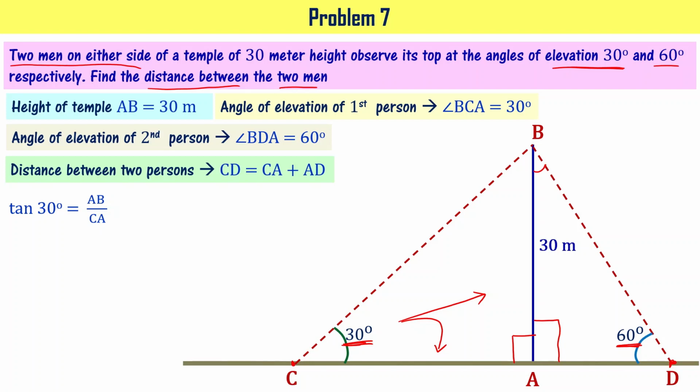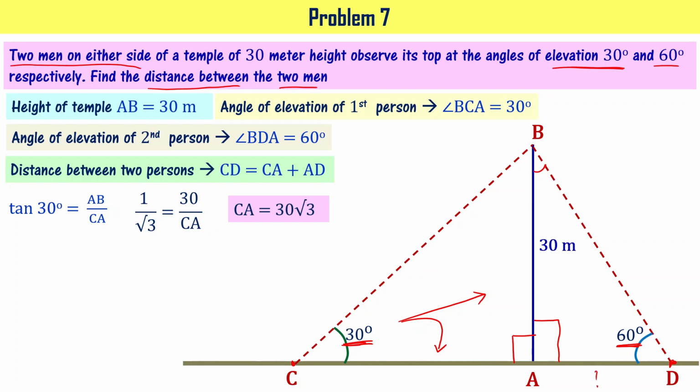We know the value of AB, that is 30 meters. Tan 30 degrees, we know the value from trigonometric tables, that is 1 by root 3. When you substitute them, it can be written as 1 by root 3 equal to 30 divided by CA, right? Rearrange this equation such that you get CA equal to 30 root 3. The remaining part is AD, right? We have to get the value of AD.